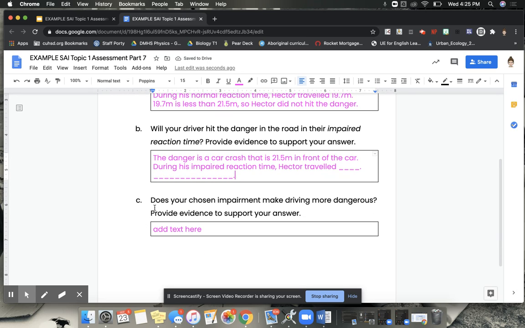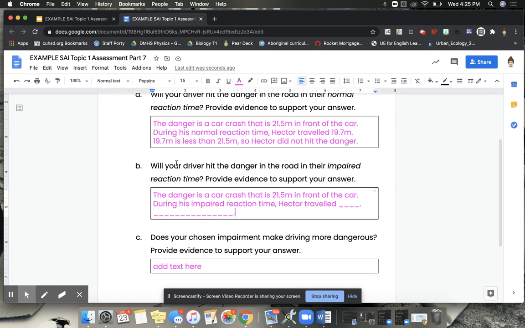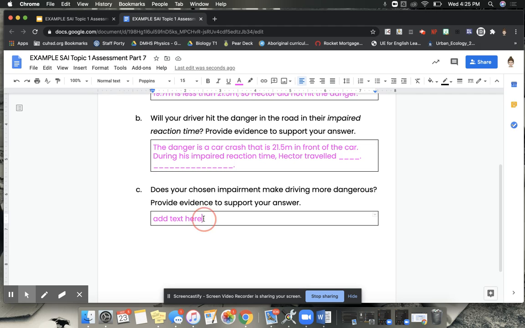In part C, it asks us, does your chosen impairment make driving more dangerous? Remember, your chosen impairment might have been driving while drunk, driving while high, while texting, or while on the phone. So part C is saying, does your chosen impairment make driving more dangerous? And you want to look at parts A and B to find your evidence to support your answer. So here you would say, my chosen impairment, write what it is, does or does not make driving more dangerous.